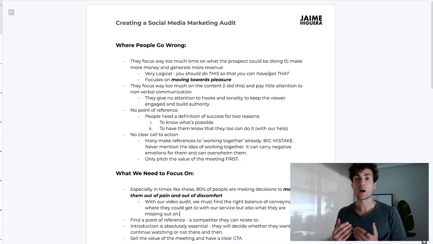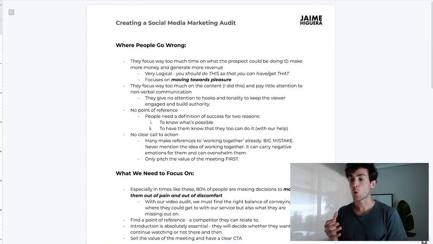This is one key that you want to carry with you throughout your whole sales process, but you never want to mention the idea of working together, okay? It can carry negative emotions for them, and it can really overwhelm them. It can really push them away from you because you're showing that scarcity, okay? And the final thing is only pitch the value of the meeting first. And that's the only thing you should be focusing on, just to get these people on a meeting and for them to see the insane value of the meeting and for you to convey just how much of a no-brainer it is for them to jump on a meeting with you. So that's really where people go wrong.